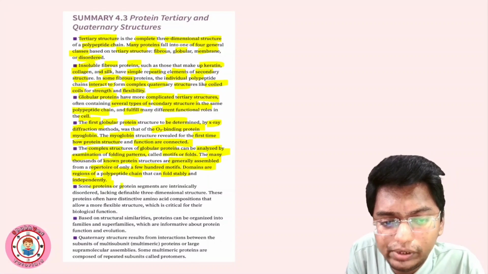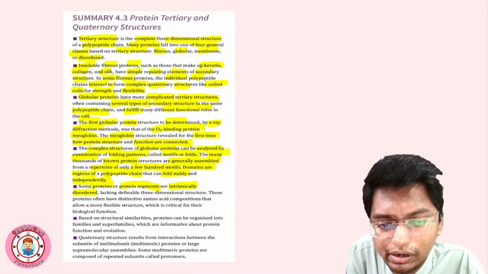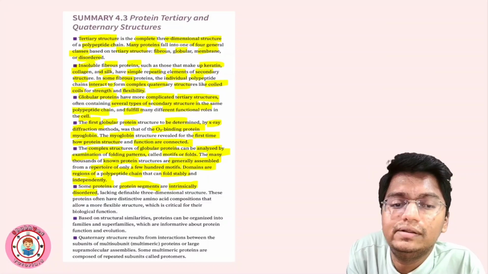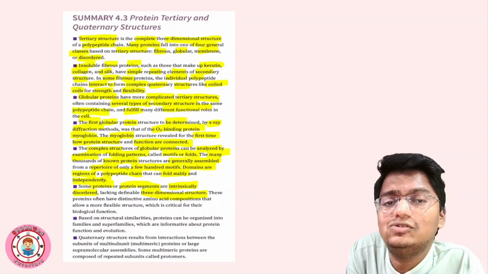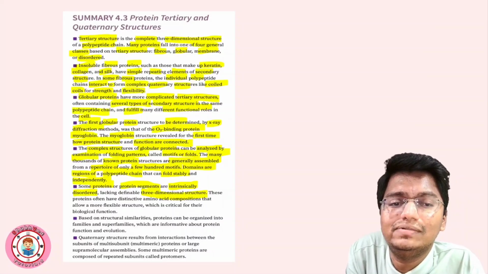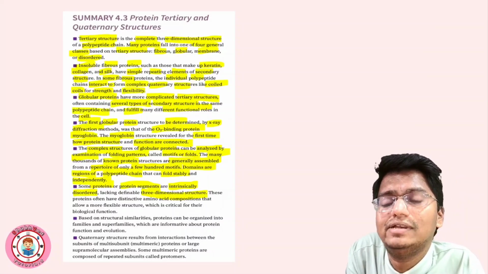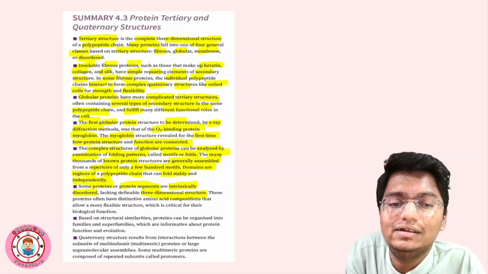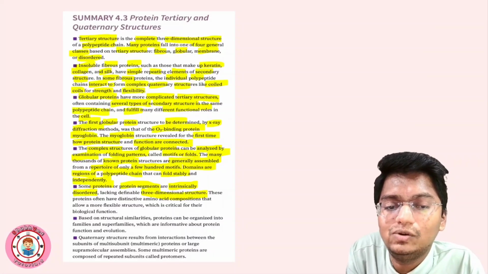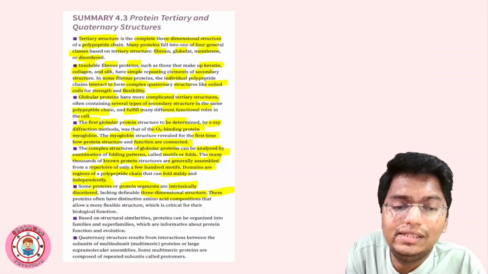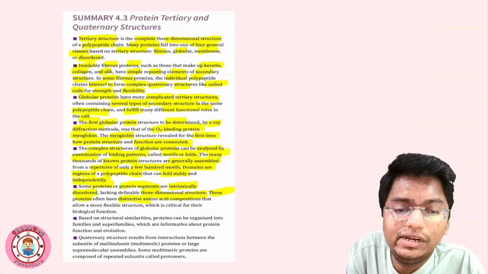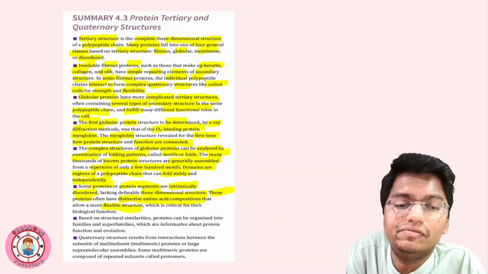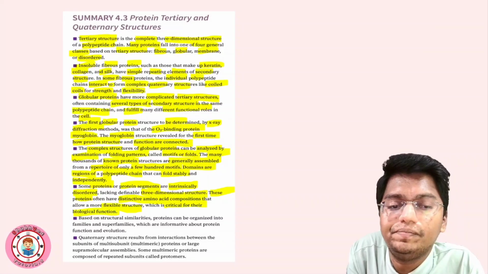Some proteins or protein segments are intrinsically disordered. Okay, intrinsically disordered means what? Lacking three-dimensional structure. Okay, why is it called disordered? We can keep a tip to remember: it is disordered basically because it does not have a three-dimensional structure, it is lacking. Okay, these proteins often have distinctive amino acid composition that allows a more flexible structure. Flexible structure is critical for their biological function.